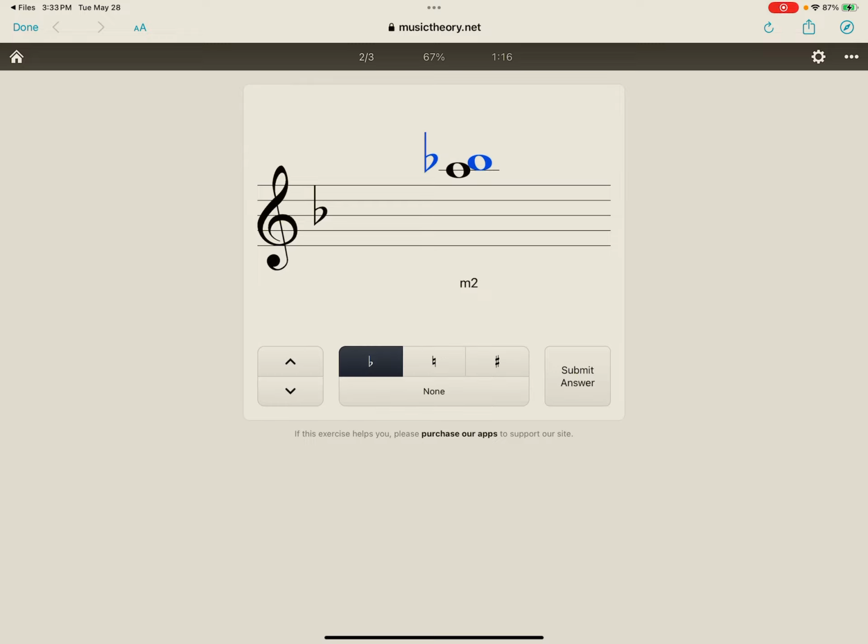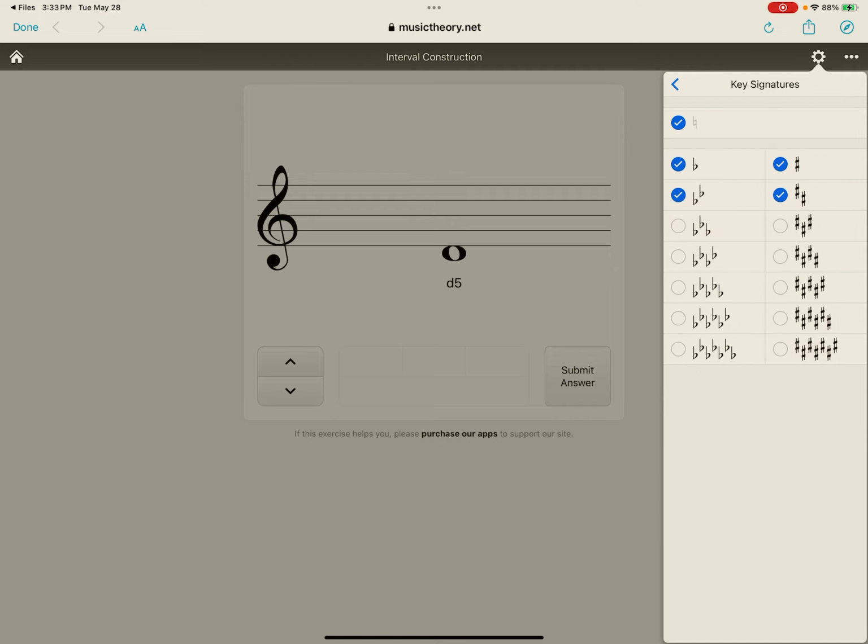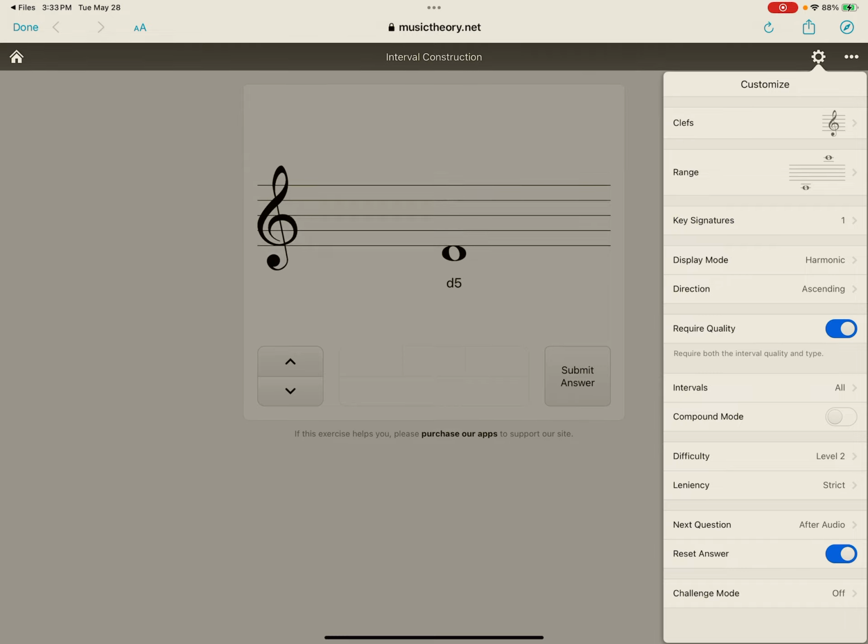Hold up. B natural. Oh, because you have a B flat in the key signature. Sorry, that's why. Actually, maybe you should set this one to not have key signatures. So then you could see that.